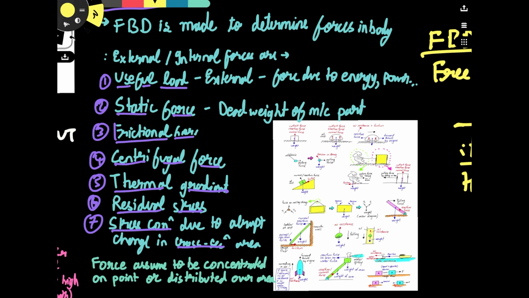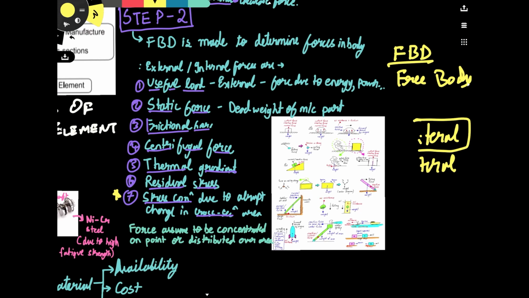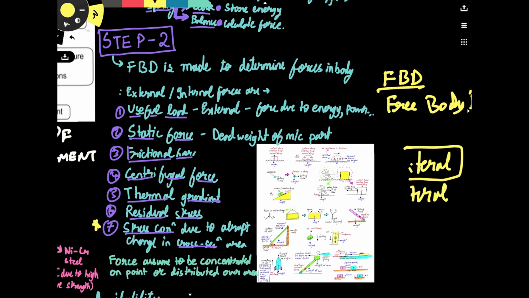Stress concentration due to abrupt change in cross-section area. This is perhaps the most important thing, and as design engineers we always forget it, so one must consider this. Also, there are two things. First, assumptions have to be taken, otherwise you cannot design a particular thing, right?